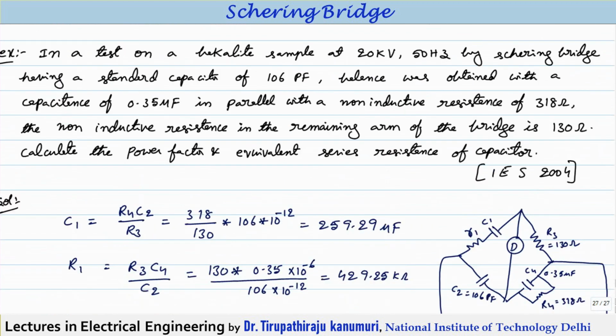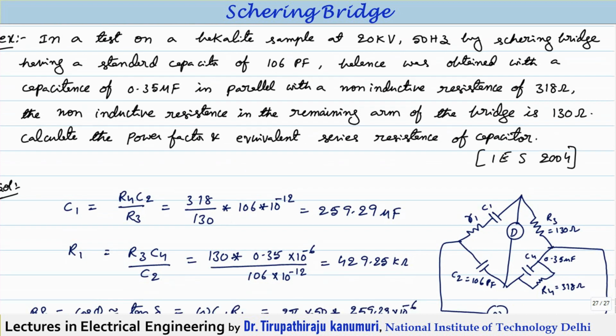So let us take one example which was given in a previous IAS exam. It came in IAS 2004. In a test on a bakelite sample at 20 kV, 50 Hz by a Schering bridge having a standard capacitor of 106 picofarad, balance was obtained with a capacitance of 0.35 microfarads in parallel with a non-inductive resistance of 318 ohms. The non-inductive resistance in the remaining arm of the bridge is 130 ohms. Calculate the power factor and equivalent series resistance of the capacitor. This is the question that is given.